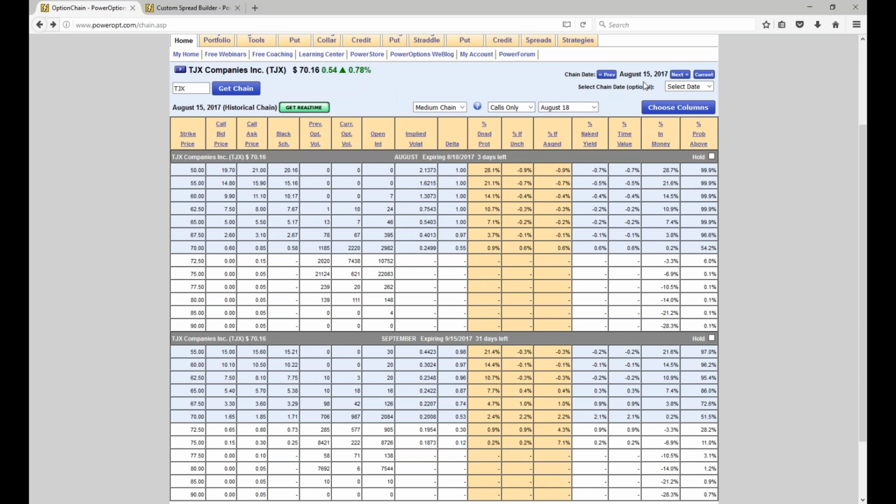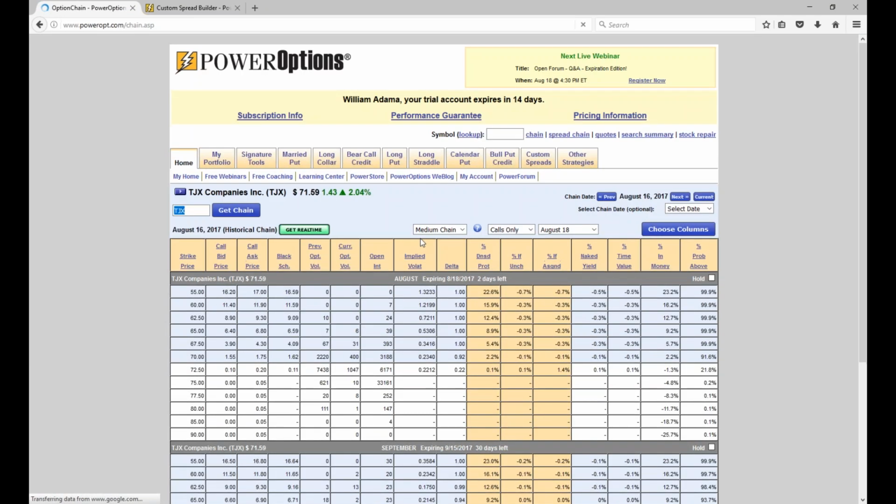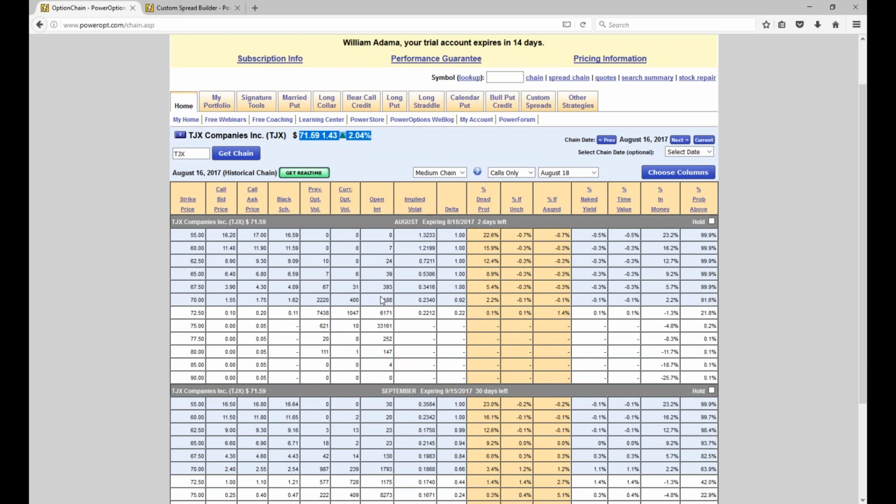But let's go forward to the next day on our history, on the 16th, when it was up to 143. What are the two choices we had here when the stock's at 71.59? We could have closed this position. Probably would have. And we're at about 100% gain. I shouldn't expect much more than that.